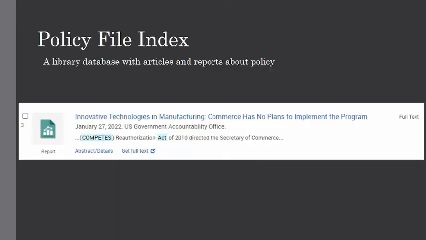One example is the Policy File Index, which is linked on the research guide. This has articles and reports about policy, and if I looked up the policy or the bill that I was looking at before, you would quickly find that there is a report from the U.S. Government Accountability Office about it.